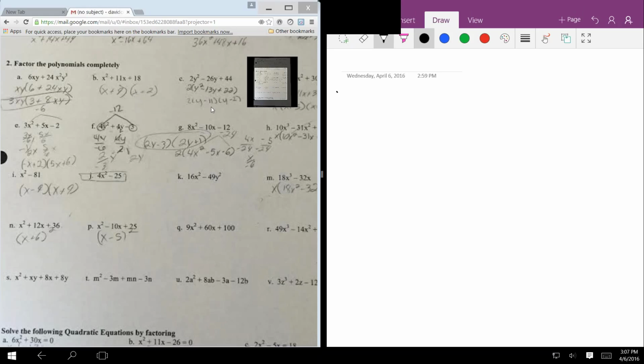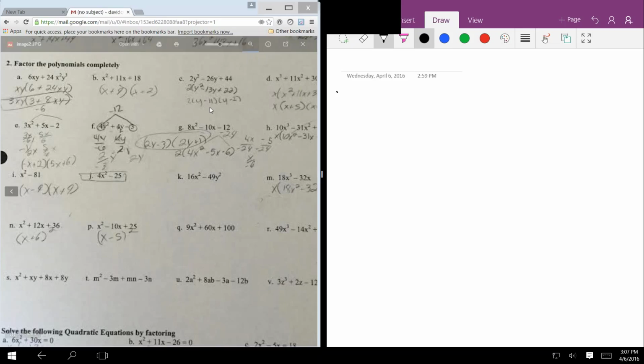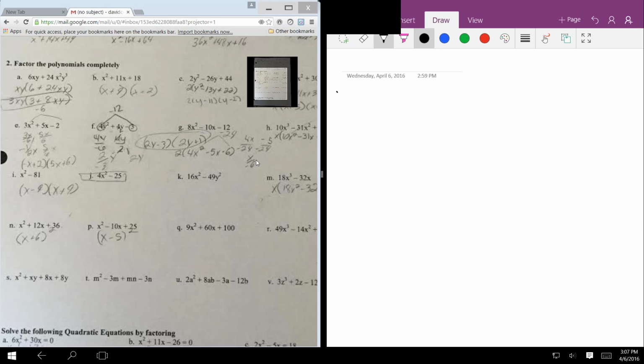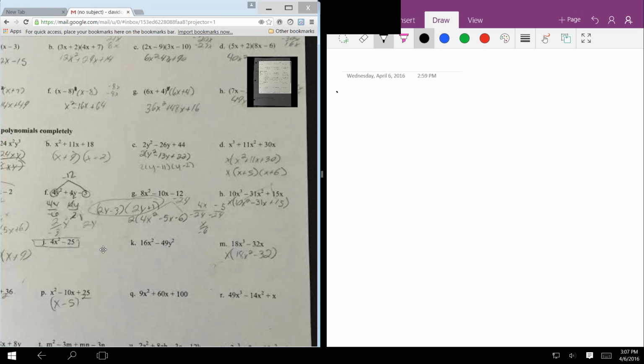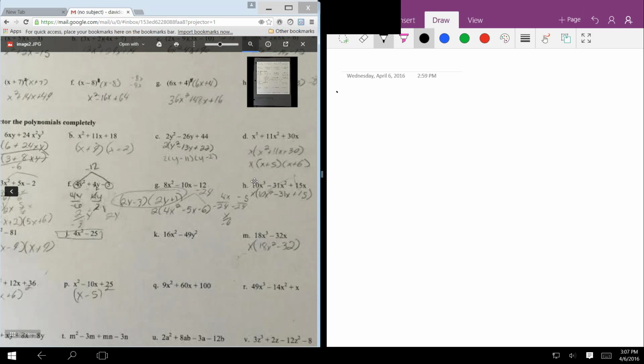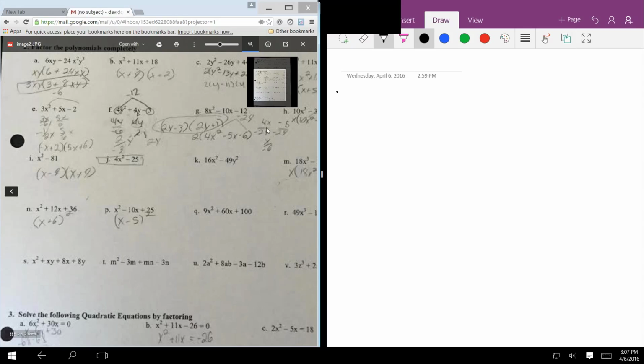This one, B looks correct. C, we factor out a 2, and then we factor it into y minus 11, y, that looks correct. Let's look at D. We factor out an x, and then we factor that. That looks correct. E.